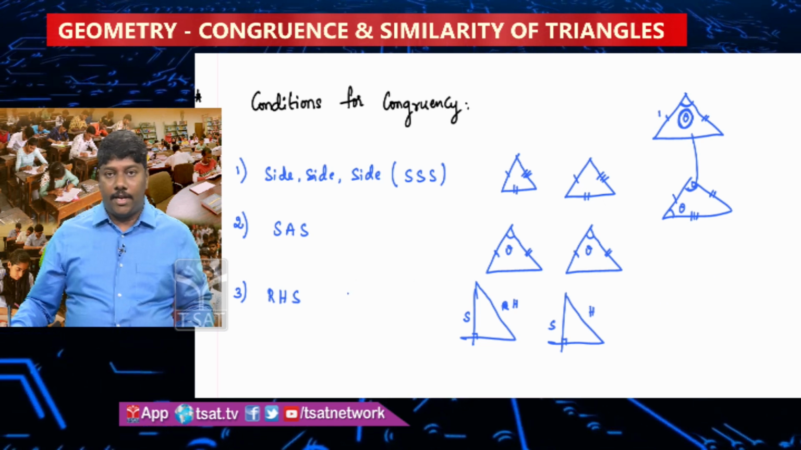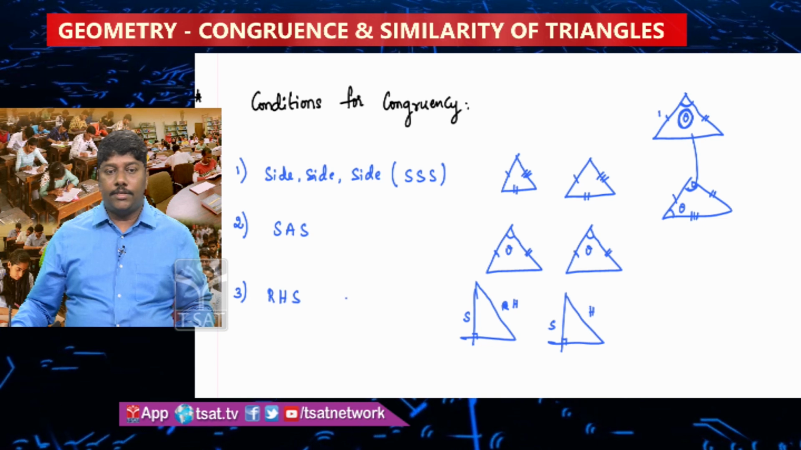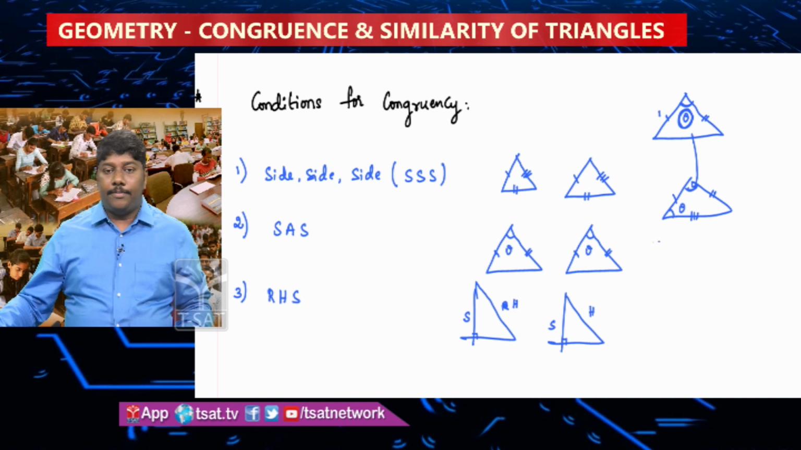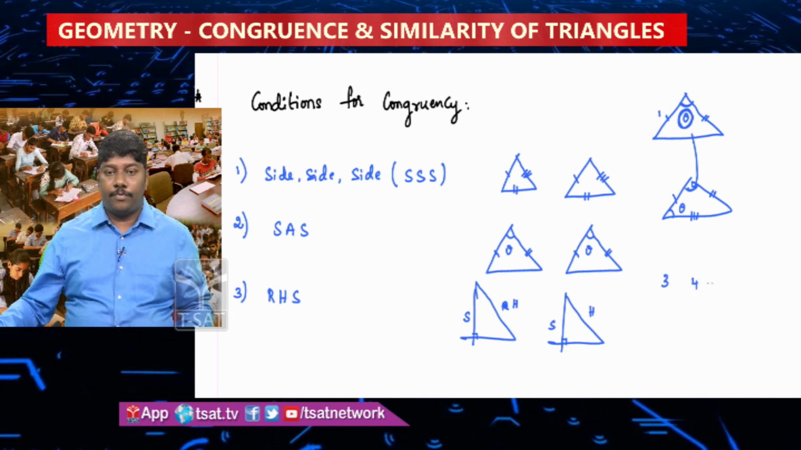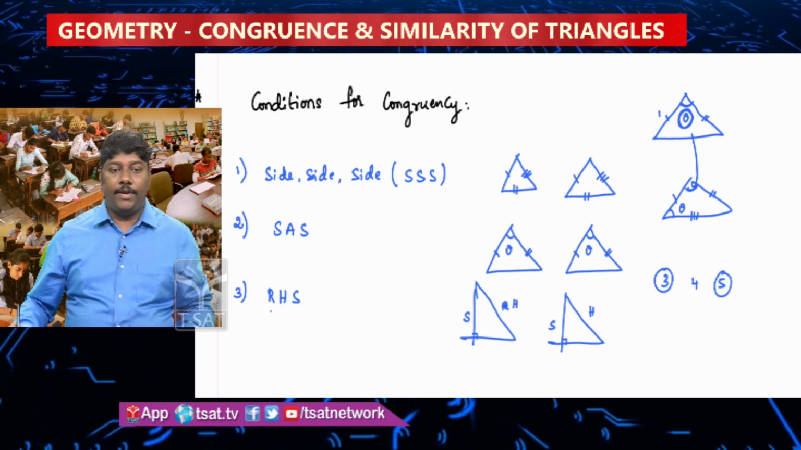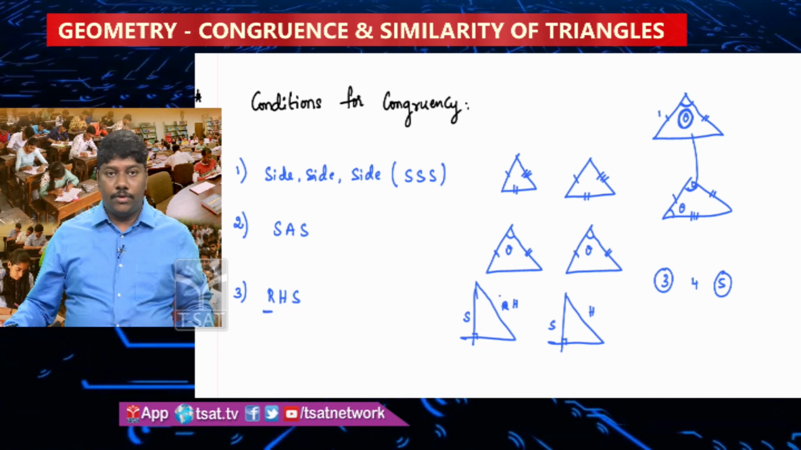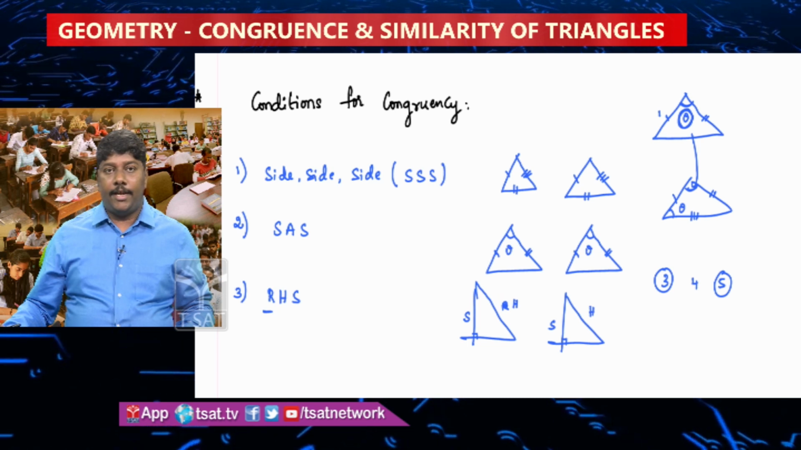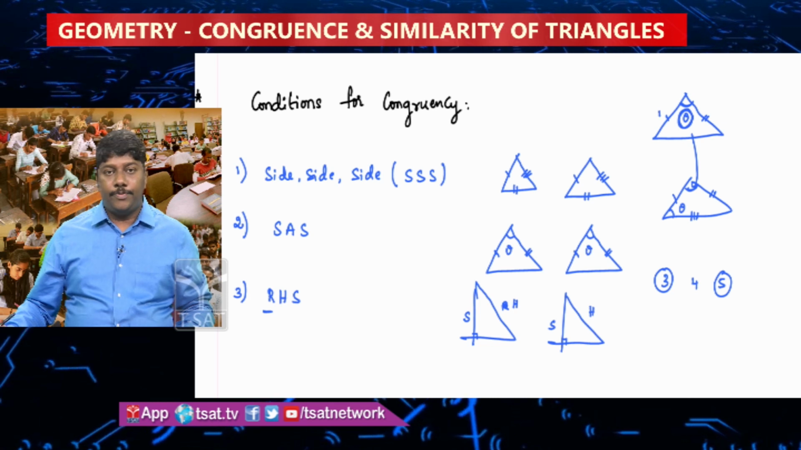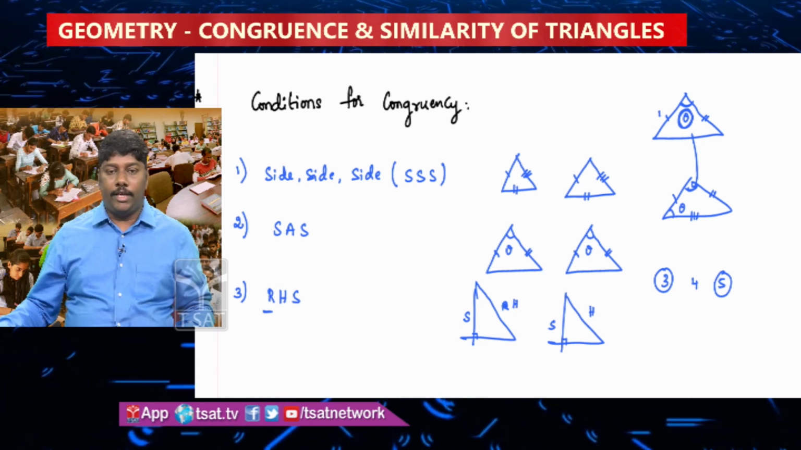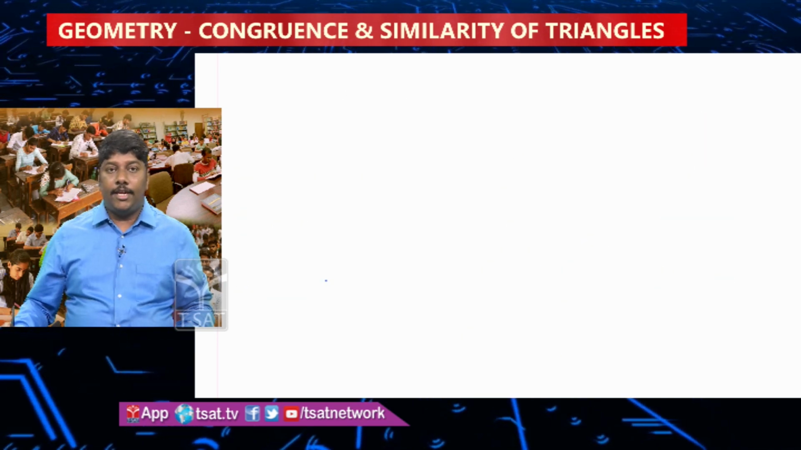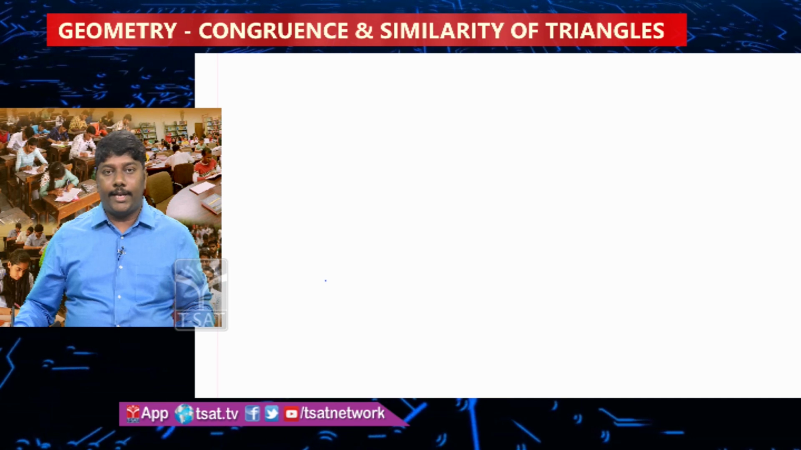So RHS: R means right angle, H means hypotenuse, S means any one of the sides. If you know one side, for example 3, 4, 5. You know side 5, side 3, and by using this right angle we can say it is a right angle triangle. So I am giving you two right angle triangles with side 3 and hypotenuse 5. Therefore the other side in both the triangles will be 4 only, which means all three sides are equal. So by using these three conditions we can say two triangles are congruent triangles.